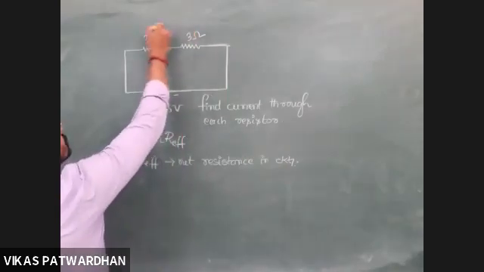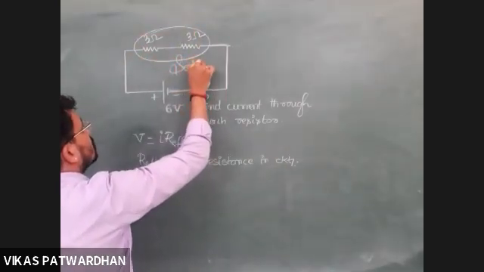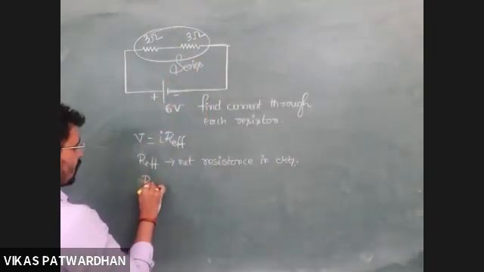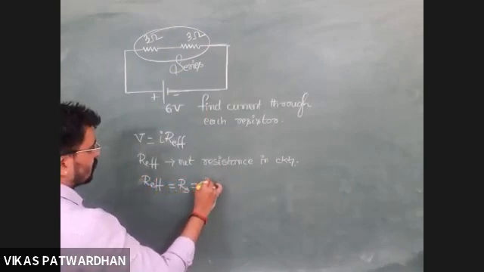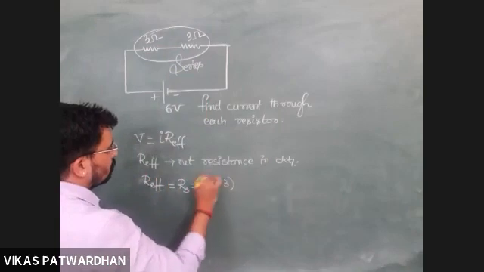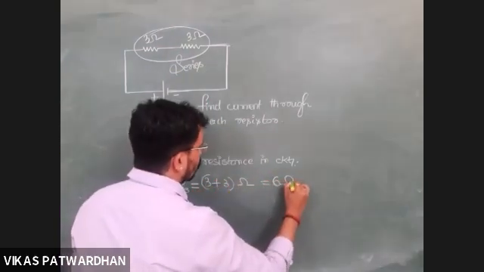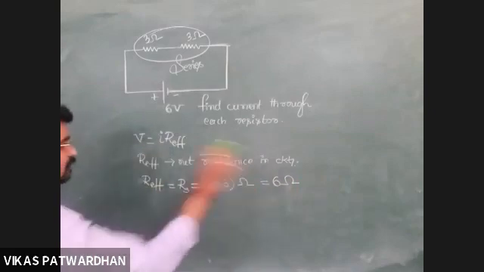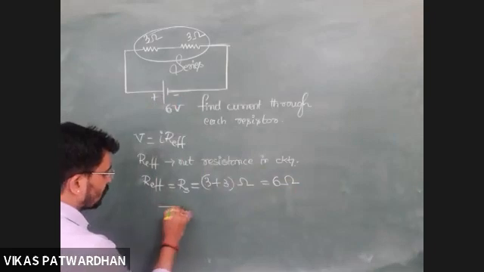So how are these two resistors connected? They are connected in series. So R effective is R series, which is 3 ohm plus 3 ohm, which is 6 ohms. Is that correct? Yes, R effective is 6 ohms. So how does the battery treat this?